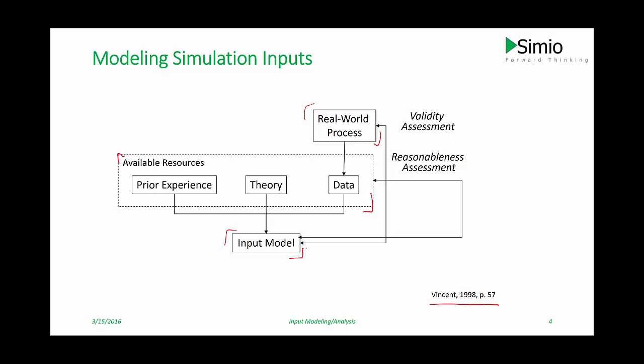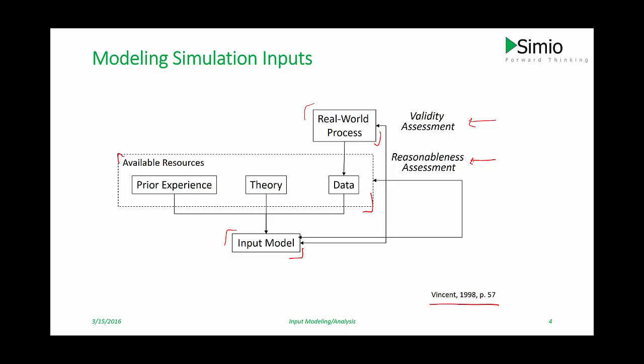To do that, we rely on these three basic resources, and we have two different types of assessments. First, we have a validity assessment where we're trying to ensure that the model that we create is a valid representation of the real-world process. And secondly, we have a reasonableness assessment, which is essentially ensuring that we have appropriated a reasonable amount of resources, is one way to think about it, in developing this input model.